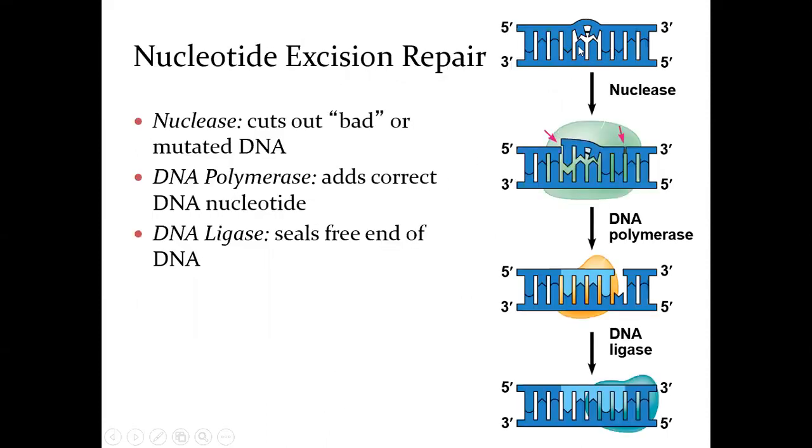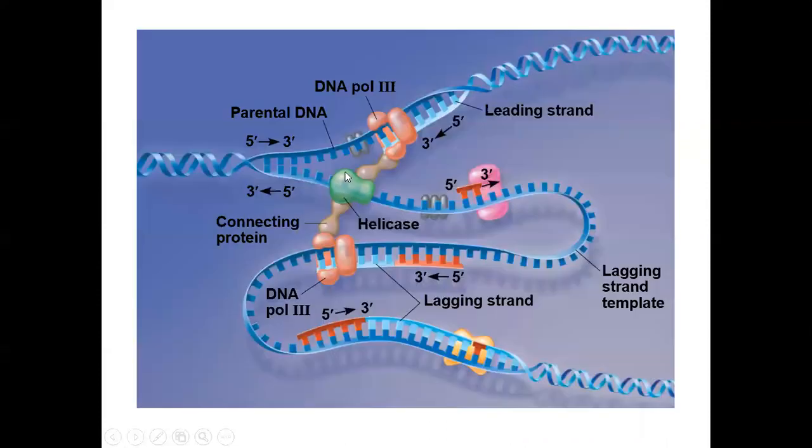Let me show you what that looks like. If you get a stretch that's bad DNA, not just a mismatch, but faulty sequencing, nuclease is an enzyme that cuts out the bad section. DNA polymerase is going to add the correct one, and ligase seals it. So it's really cool. Your DNA proofreading is very, very specific. That's pretty insane.